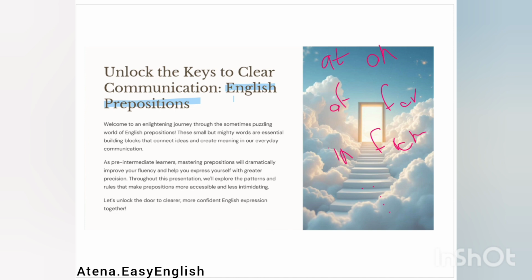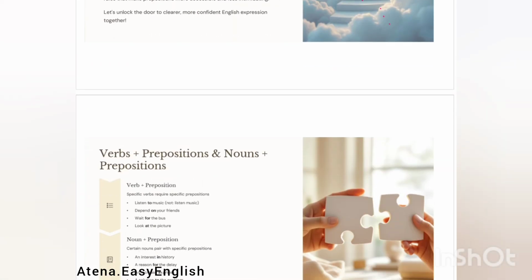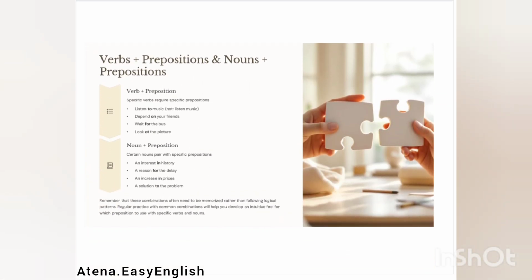So, why prepositions? Let's see, we use prepositions in English a lot, sometimes with verbs, sometimes with nouns, because these small but mighty words are essential. They connect ideas and create meaning in our everyday communication. So, let us start studying together.